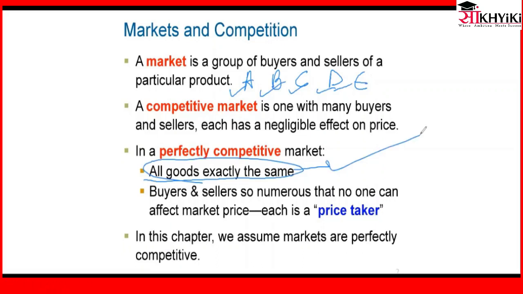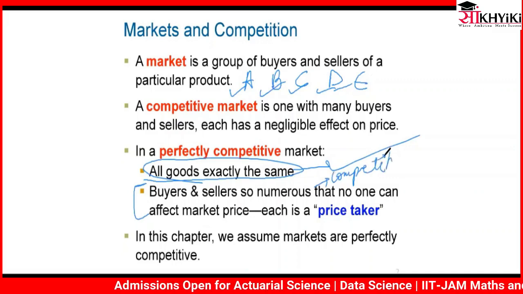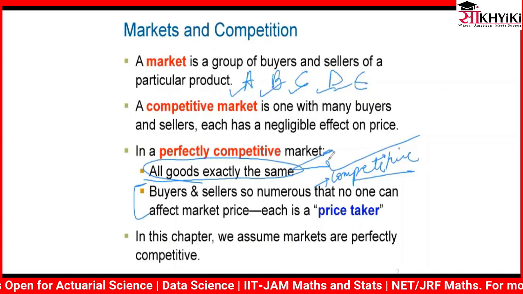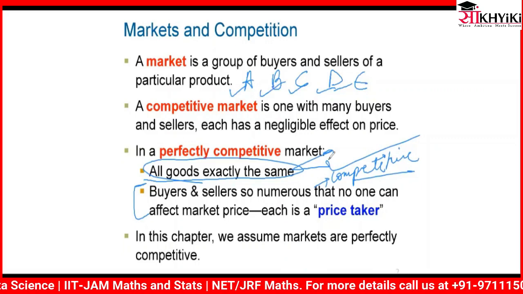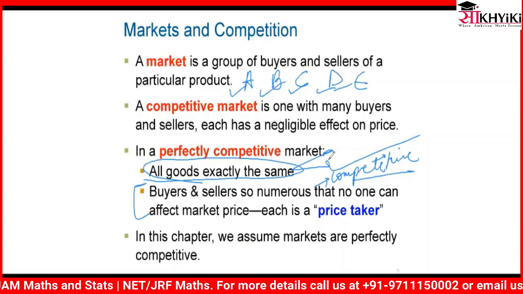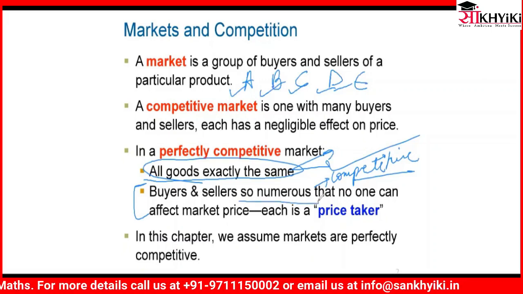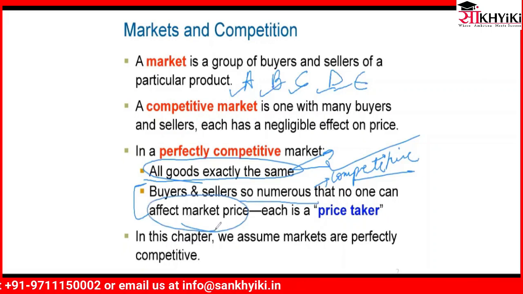Now, in this case, when goods sold are exactly the same, the buyers and sellers are also numerous. This is the property that we just got from a competitive market. I'm calling it perfectly competitive now because I've added another property, that goods are perfectly the same as each other. So that becomes perfectly competitive. So the property that I now have is that buyers and sellers are so numerous, there are so many that no one can affect the market price. Now, what does that exactly mean?